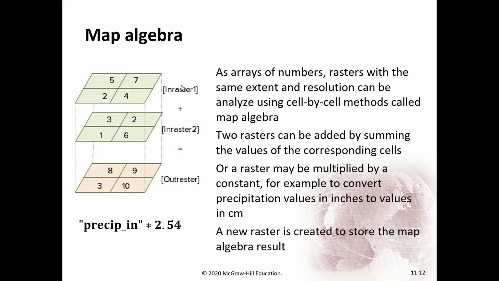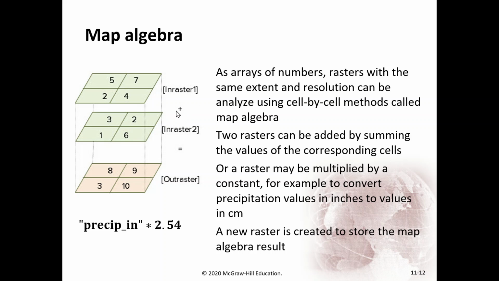So see on the left here we have this example. We have a cell. 5 plus 3 is 8. So cell by cell, 7 plus 2 is 9. 2 plus 1 is 3. 6 plus 4 is 10. So we have a map algebra expression that adds two rasters together, and that operates cell by cell.